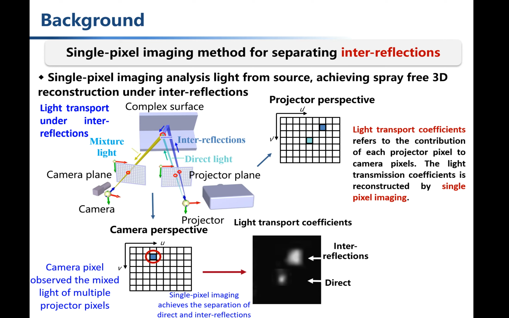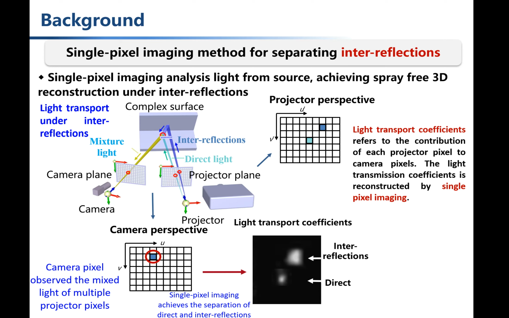In the upper left figure, the light transport procedure is shown. For a camera pixel, the captured light, which is colored yellow, is a mixture component composed of direct light, which is colored green, and interreflections, which is colored blue. Thus, the observed grayscale of a pixel is mixed, and separating them is challenging.